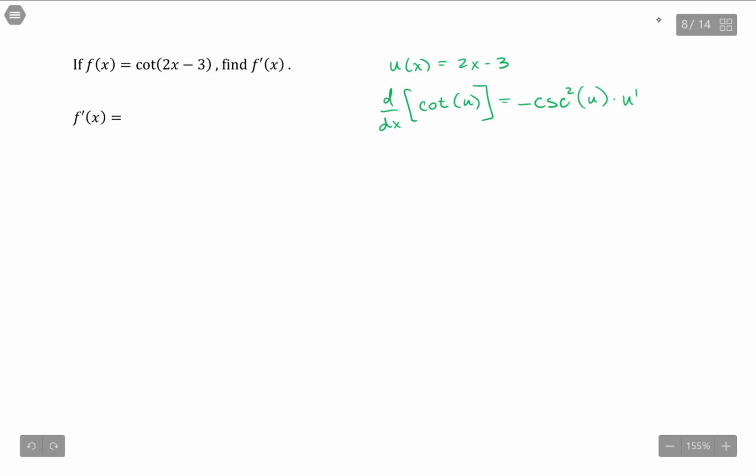Coming back to our function, now we've got it pretty straightforward here. The derivative of our outer function cotangent is negative cosecant squared. We leave the inside function alone and then multiply by the derivative of the inside function. That's it. So this is negative 2 cosecant squared of 2x minus 3.